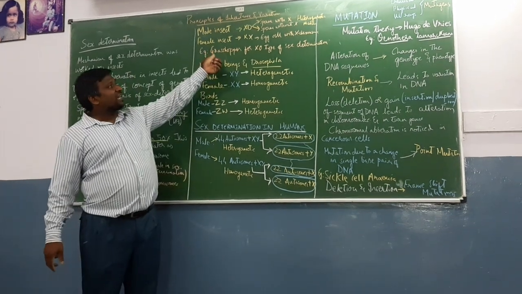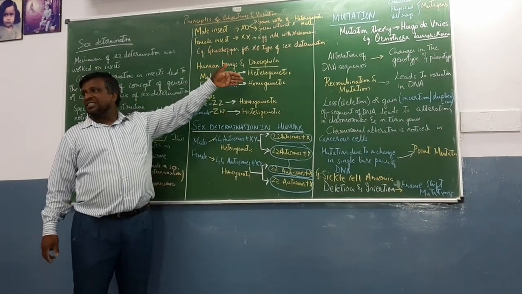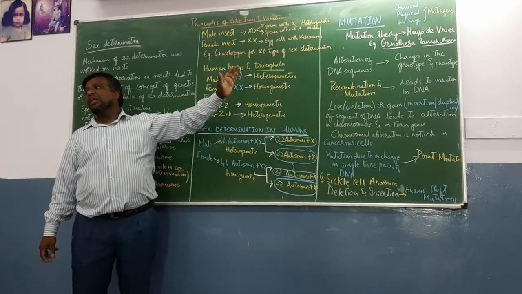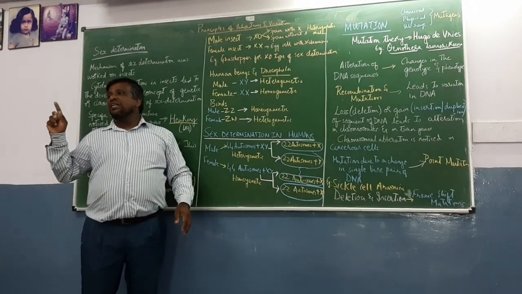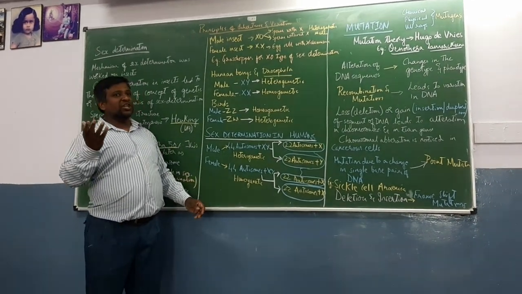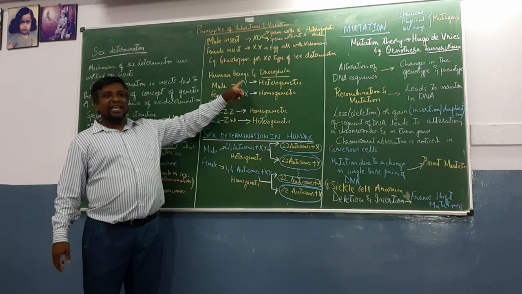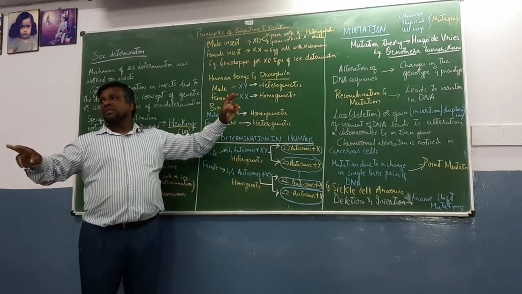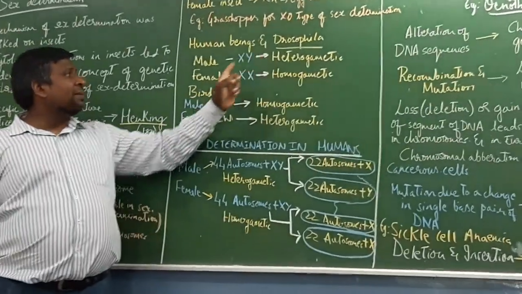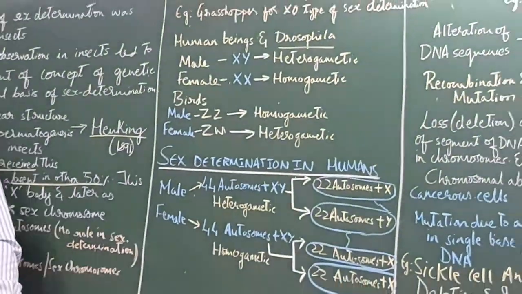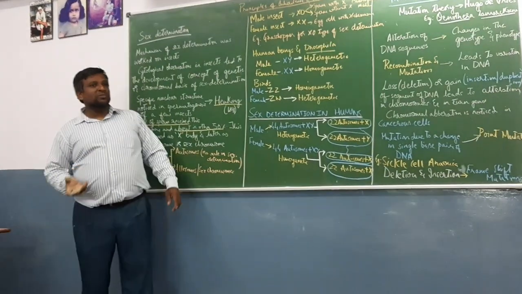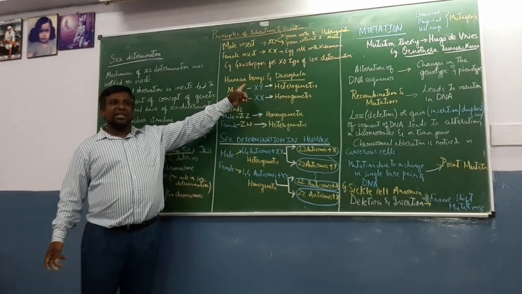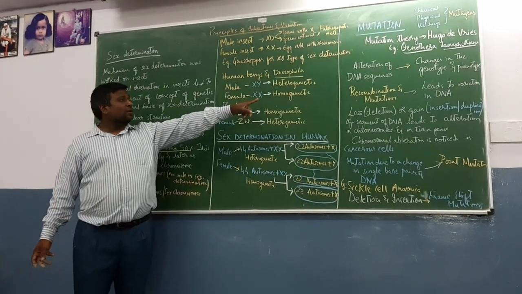Okay, you can notice that in grasshopper and other variety of insects. Later on when they studied, they also found human beings and Drosophila have XX and XY type of sex determination, where males have XY sex chromosomes and produce two types of sperm cells. So they are heterogamic. Females have XX type of sex chromosomes and produce only one type of egg, XX, so they are homogamic. This you can notice in human beings and Drosophila.